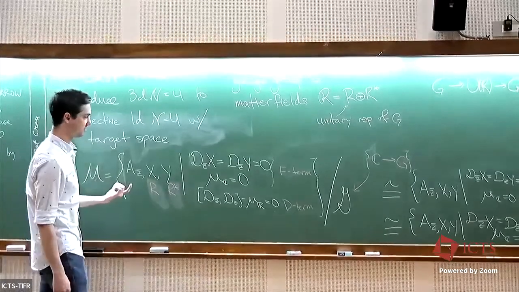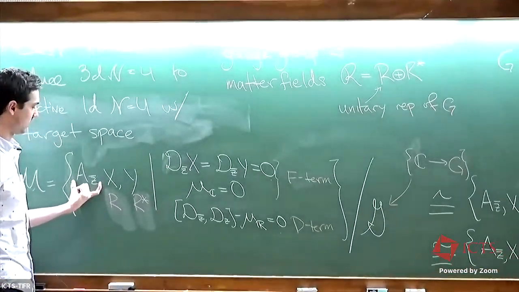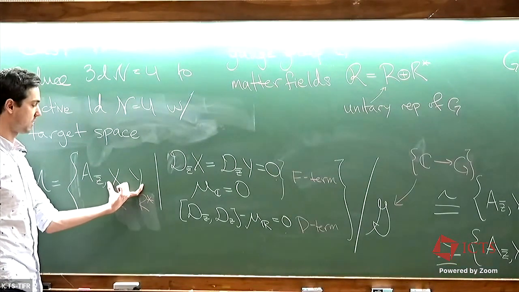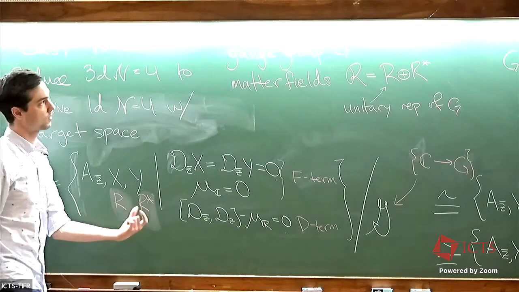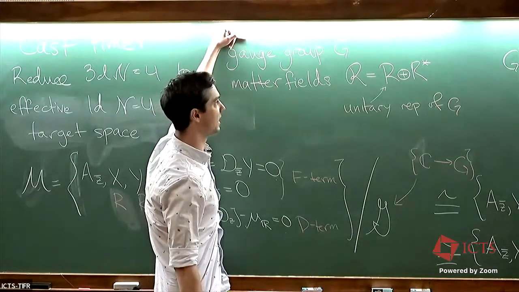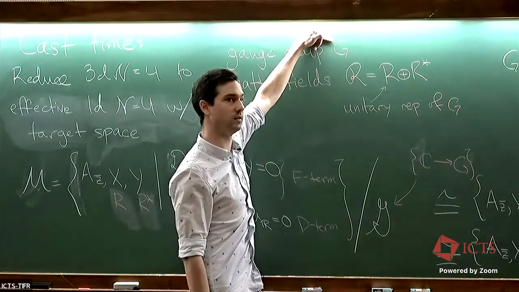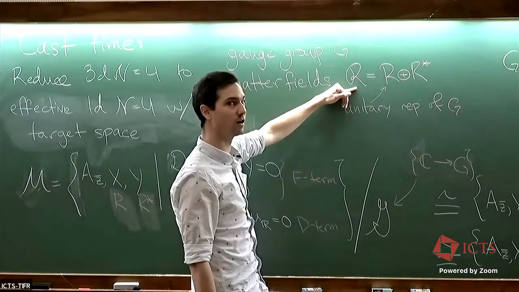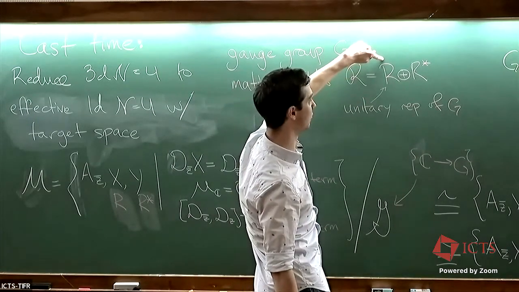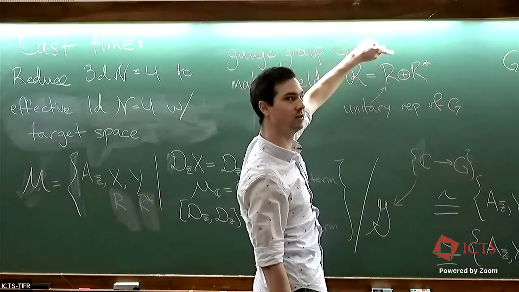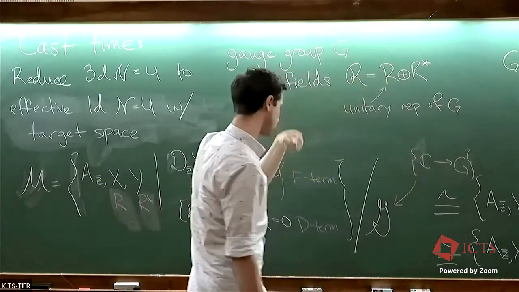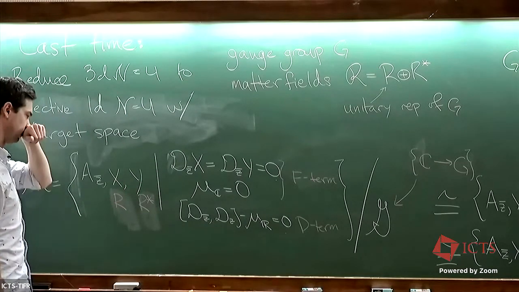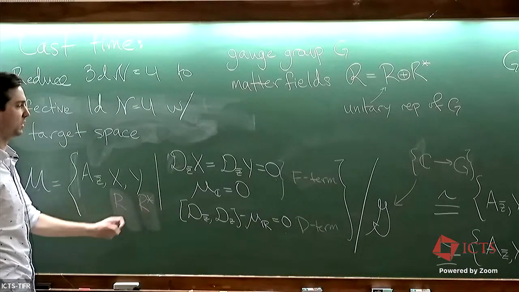In particular, we have a moduli space of connections and then two sections of an associated bundle. In our 3D theory, we had a gauge group G, some compact Lie group. We had hypermultiplets that were valued in a representation R that took the form of a unitary representation, not calR, and its conjugate R dual. And so X and Y are my sections of an associated R and R dual bundle.